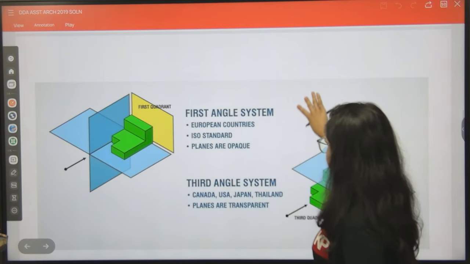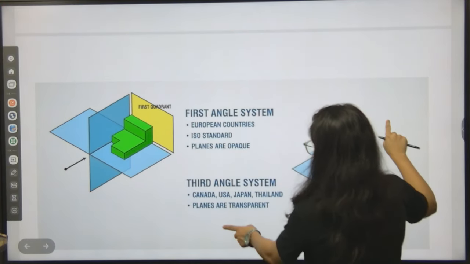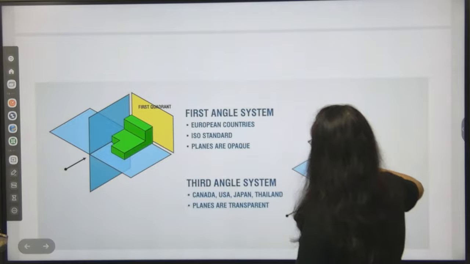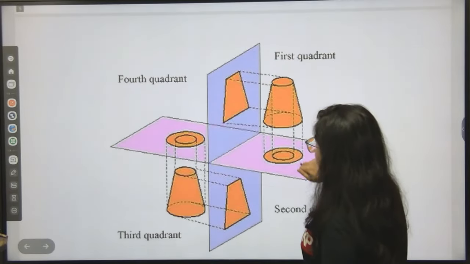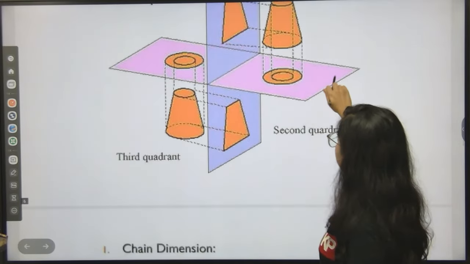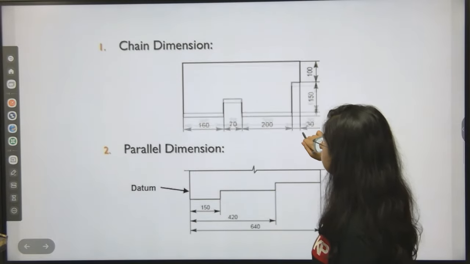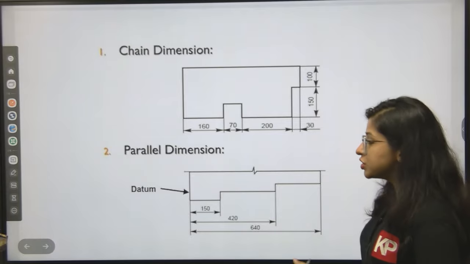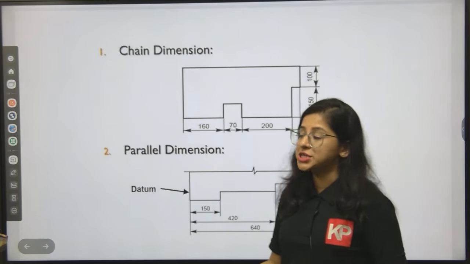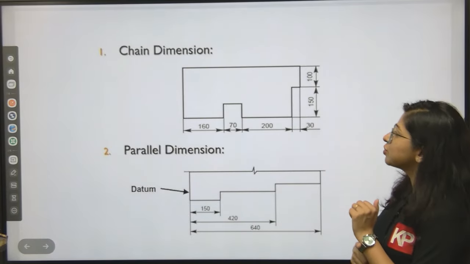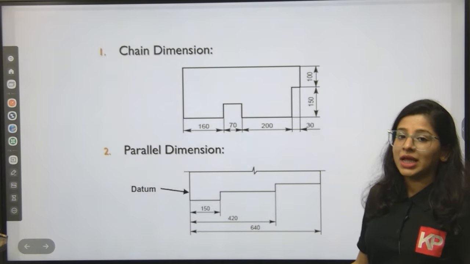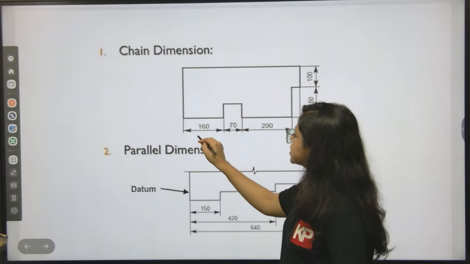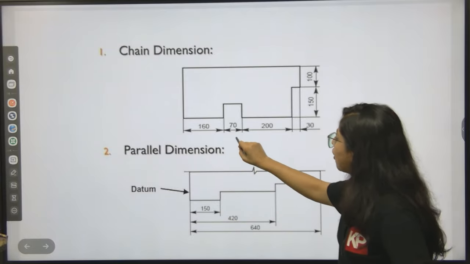Okay, let's look at the dimensioning system. There are different types of dimensioning. You are architecture students, you must have made sheets, you must have done dimensioning, so you must be aware of it. First is chain dimensioning. Chain dimensioning is what? Basically all the dimensioning is done one after another.